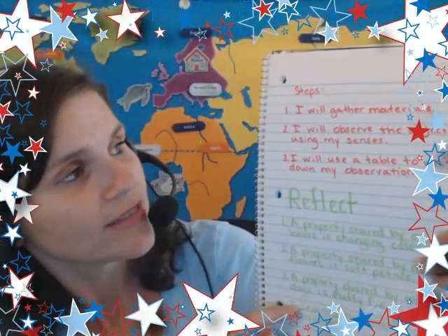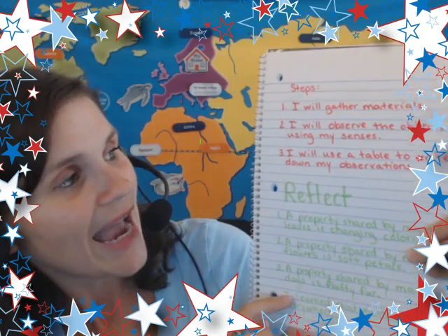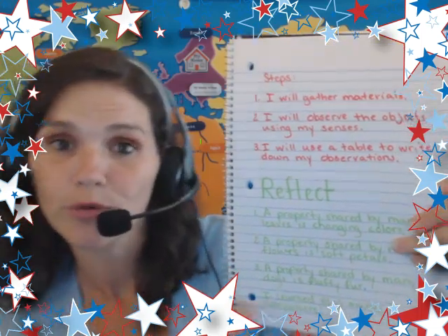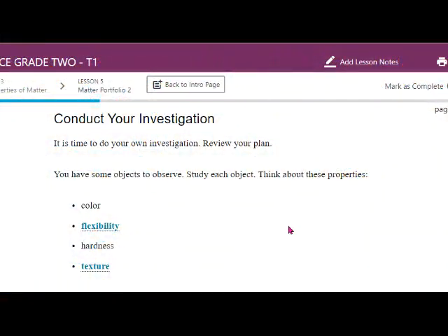First, I will gather materials. Next, I will observe the objects using my senses. And last, I will use a table to write down my observations. So make sure you gather at least 3 materials. I gathered 5, but you're going to want to have at least 3 for this portfolio lesson.